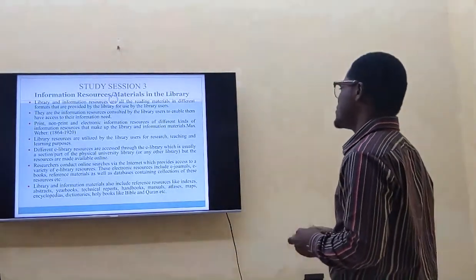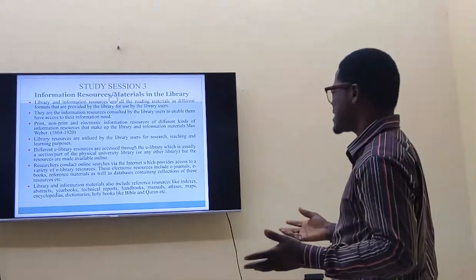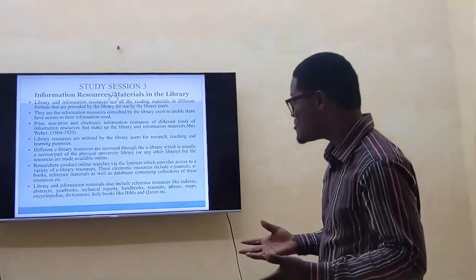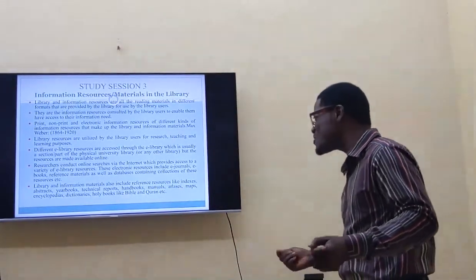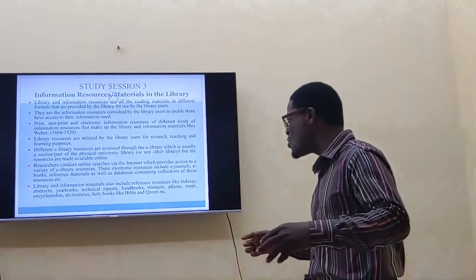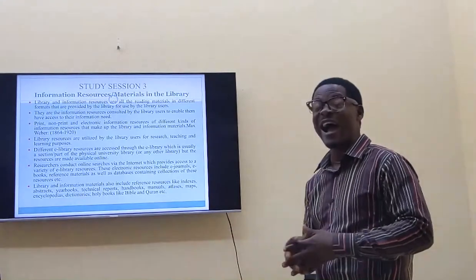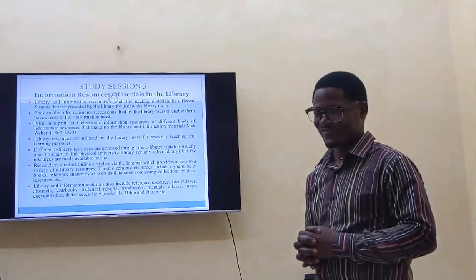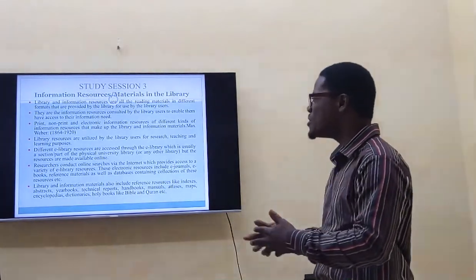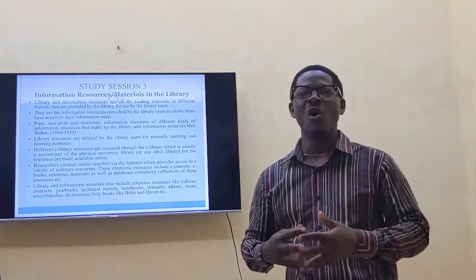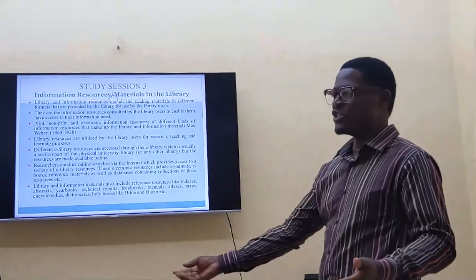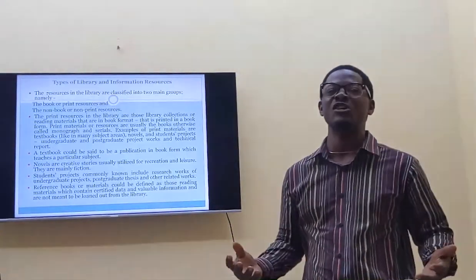Library and information materials also include reference resources like indexes, abstracts, yearbooks, technical reports, handbooks, manuals, encyclopedias, atlas, maps, dictionaries, holy books like Bible and Quran. These are reference materials which can also be online or in conventional form. They are not meant to be borrowed or taken out of the library.